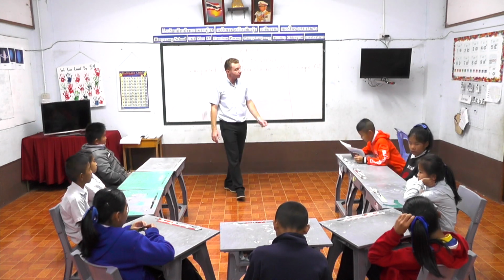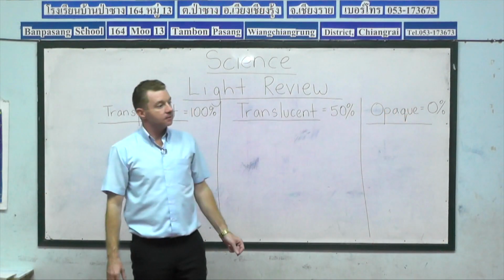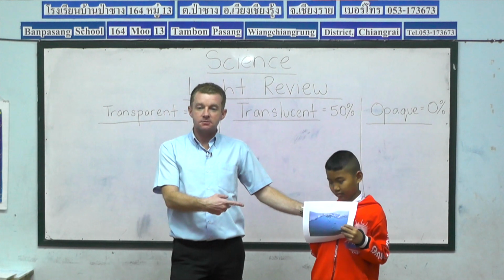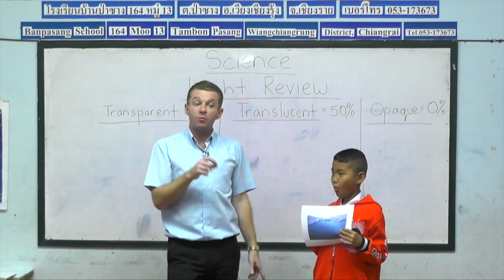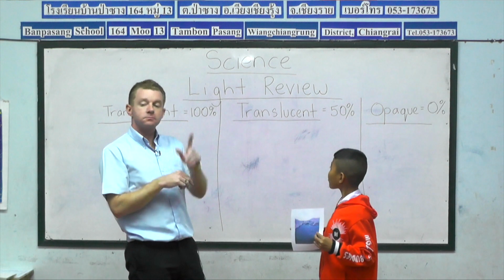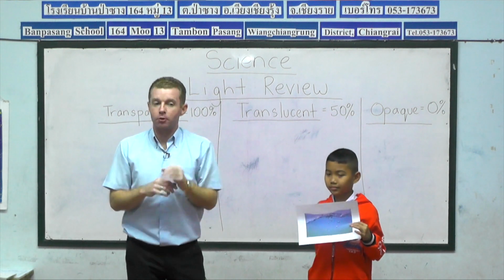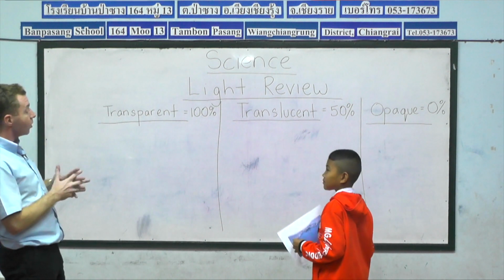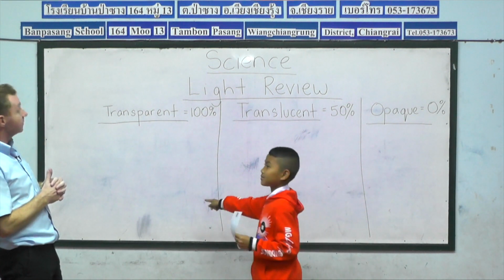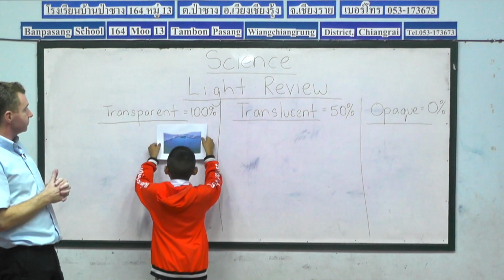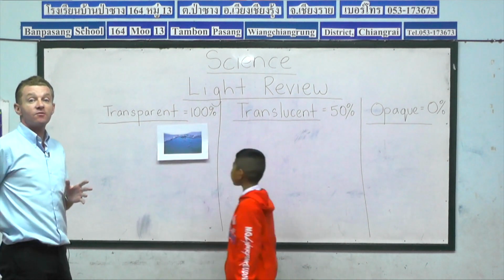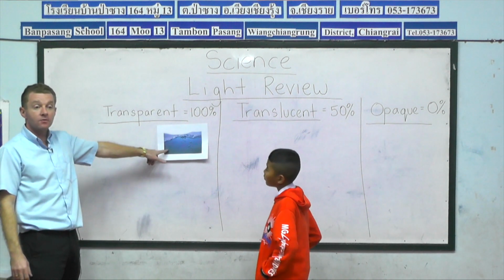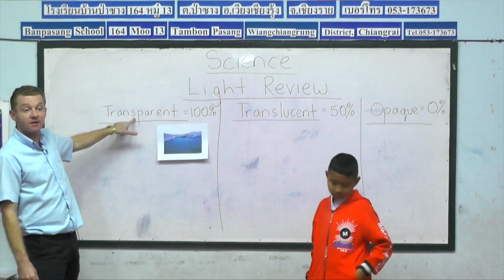Come and join me at the front of class. Okay, so let's have a look at Pangpon's flashcard. What can we see, guys? Water. Now, can we see through water? Yes. So therefore, if we can see through something, transparent. So we can place water into the transparent column. Yes, because water will allow 100% of light to pass through. So let's say together, guys, water is transparent.